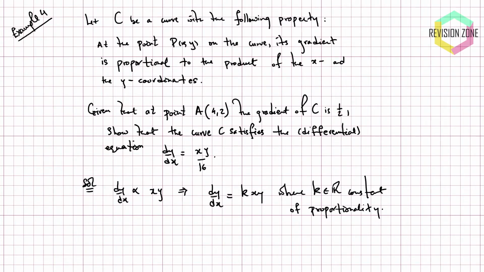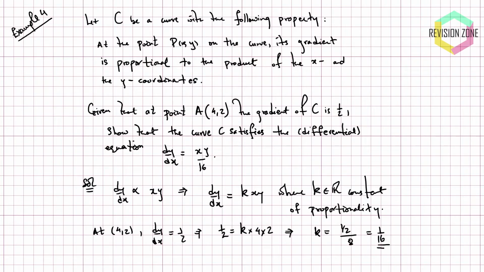So I'm going to come here and say at A, which is (4, 2), we have dy/dx is actually a half, and that tells me that a half is going to be equal to k times 4 times 2, and therefore this just rearranges to give me k is equal to a half divided by 8, which is obviously a 16th.